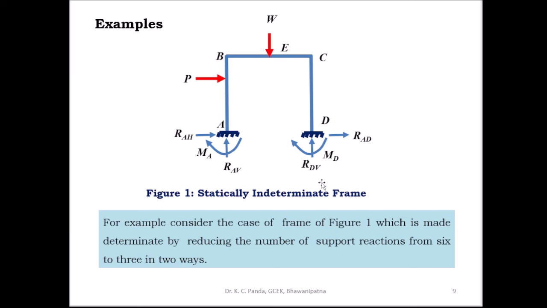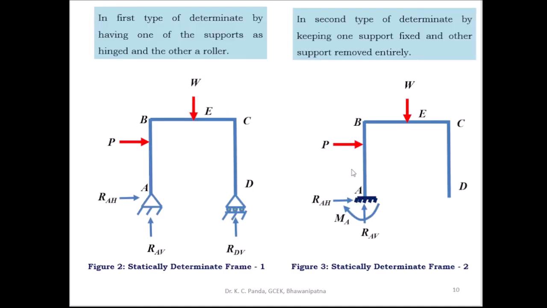So here the frame is converted to a determinate frame by reducing the number of reaction components from 6 to 3. The 6 reaction components can be reduced to 3 reaction components by choosing 3 redundants. The redundants we can choose in 2 ways. So this is the first type of determinate structure, and this is the second type of determinate structure.